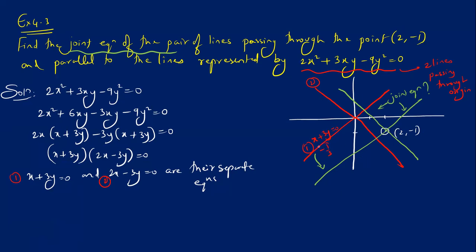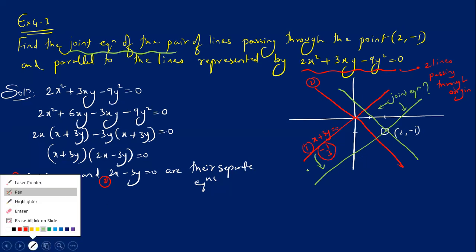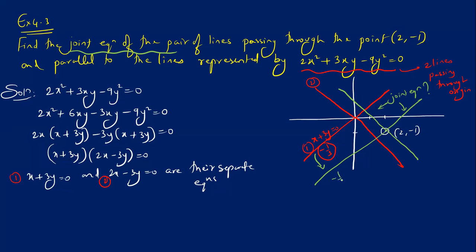This slope will be minus 1 by 3, and the same slope will be replicated over here since these two lines are parallel. The green line here will also have the same slope, that is minus 1 by 3, because these two lines are parallel. So the slope of these two lines will be equal.